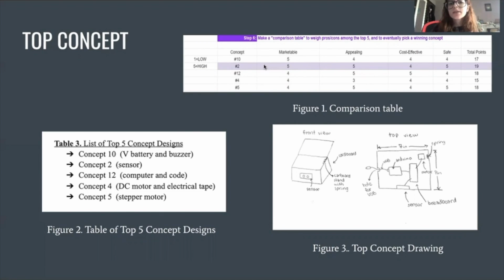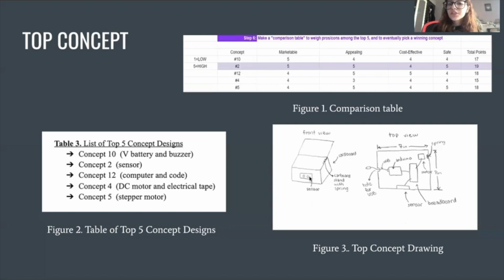our top 5 concepts. Concept 2 won, but we also took other considerations. Even though we based it off of how marketable, appealing, cost-effective, and safe it is, we took out 10 and 12 since they used a battery, and we wanted to use USB as we thought that was more reliable in case a battery dies. And 4 and 5 used a DC and a stepper motor. We wanted to use a servo motor since we're more comfortable with that. We also took off 4 because of electrical tape. We didn't think that was appealing. And that led to our top concept, which was concept 2.